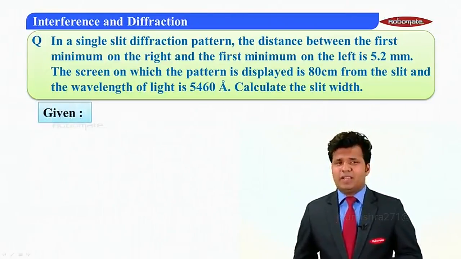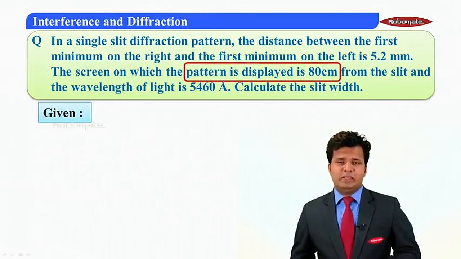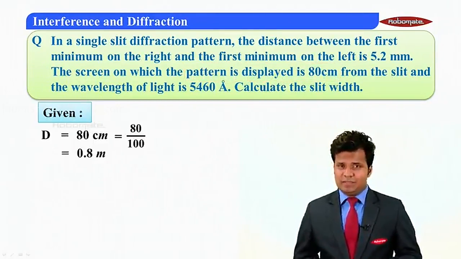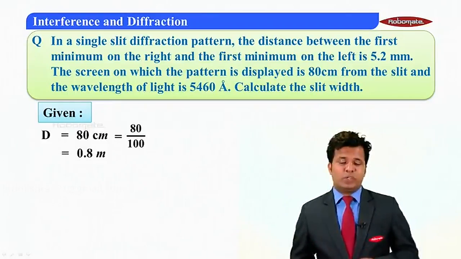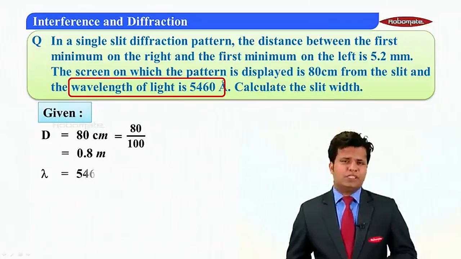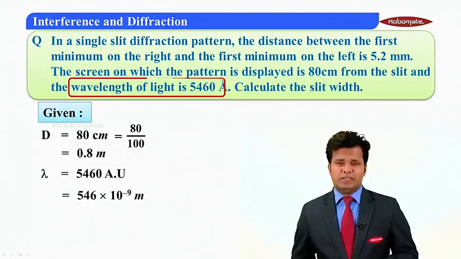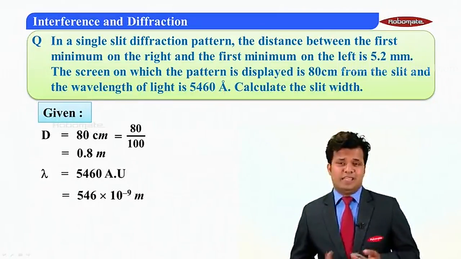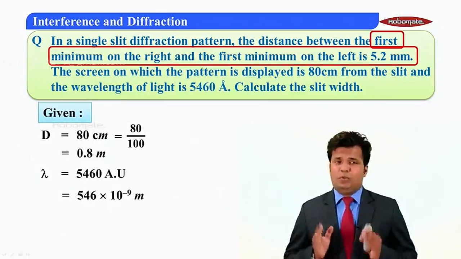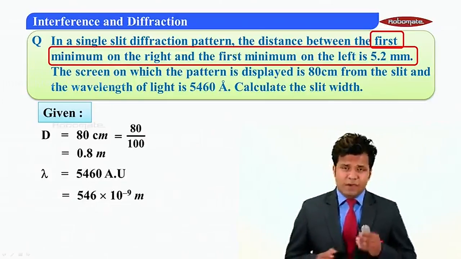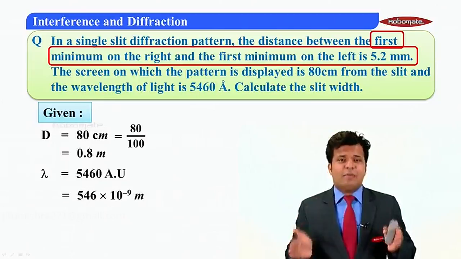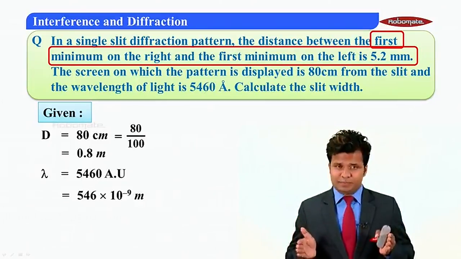So I would write down the given data, which is very simple, that capital D is 0.8 meter here. As it was 80 centimeter, I just converted it to meters. Then lambda is given as 5460 angstrom unit. I can convert it into meters by multiplying 10 to the power minus 10. Then I just want to focus on this very important data, that is the first minimum on the right and the first minimum on the left are separated by a distance 5.2 mm.